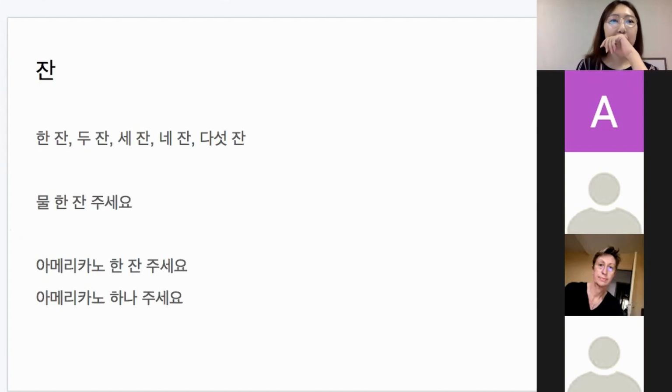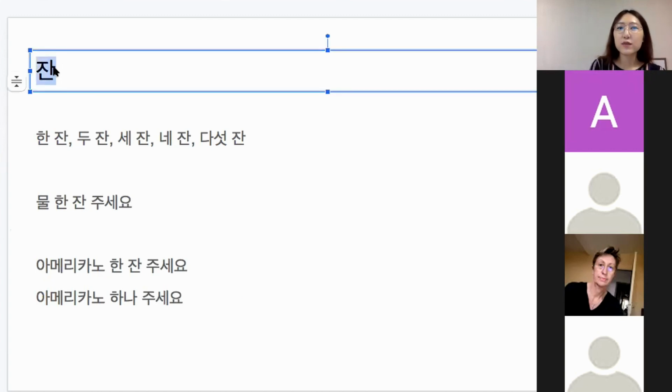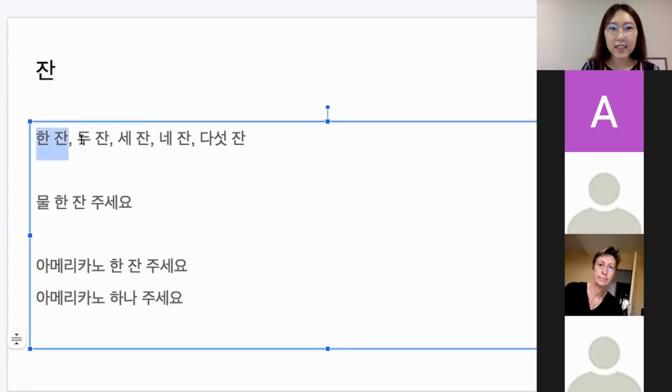Okay. Here we call it a glass of water. One glass, one glass of water. Then we can use 잔. This is for counting glasses. So one glass, 한 잔. Two glasses, 두 잔. 세 잔, 네 잔, 다섯 잔. Okay. Give me one glass of water.